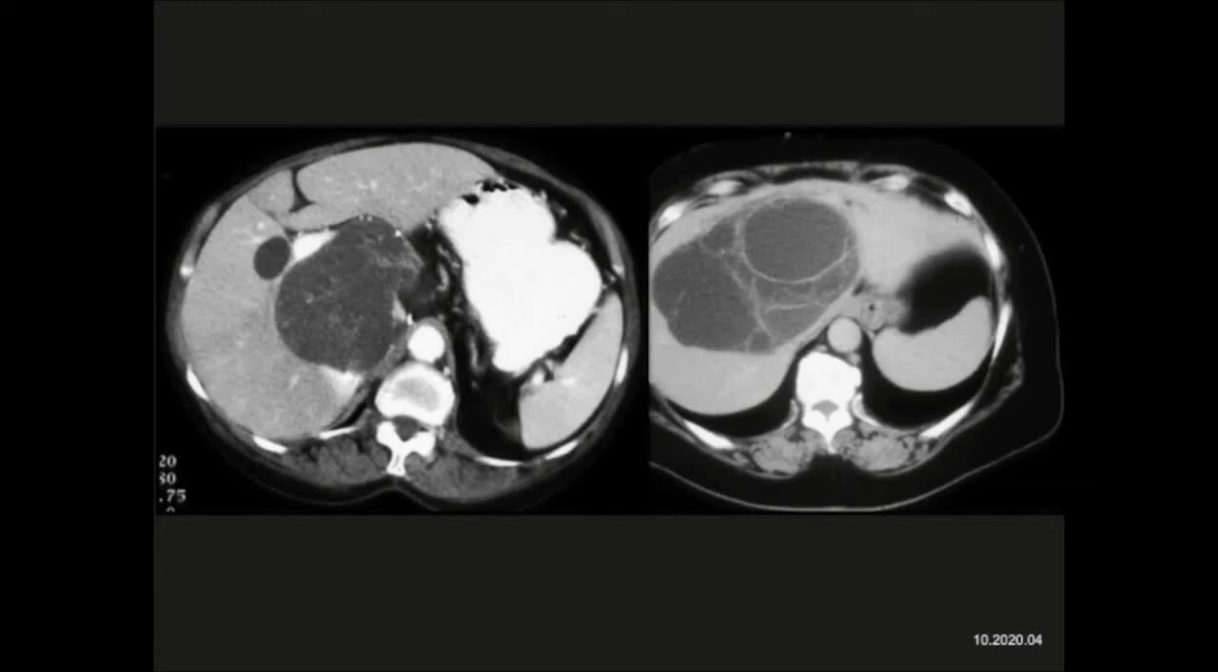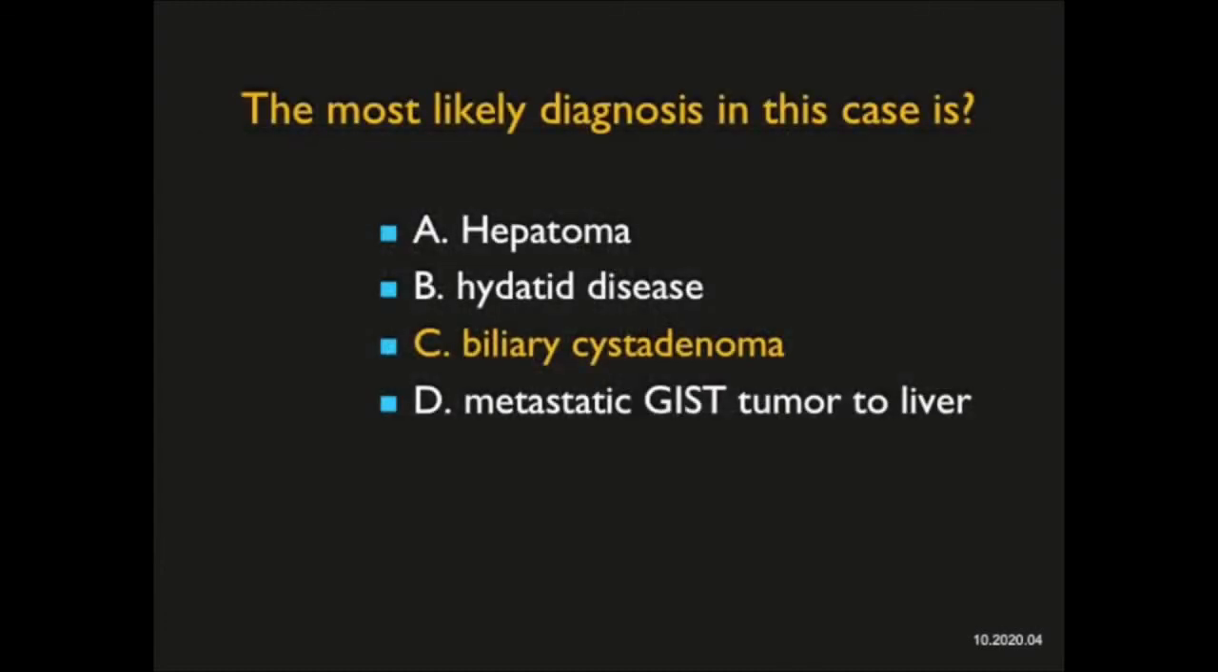You can have cystic hepatoma, but this is just too cystic. You can have a GIST tumor metastasizing to the liver. It's one of the causes, as is ovarian cancer, of cystic liver mets, but the septations are truthfully too much. This was an excellent example of a biliary cystadenoma, and that's the correct answer.